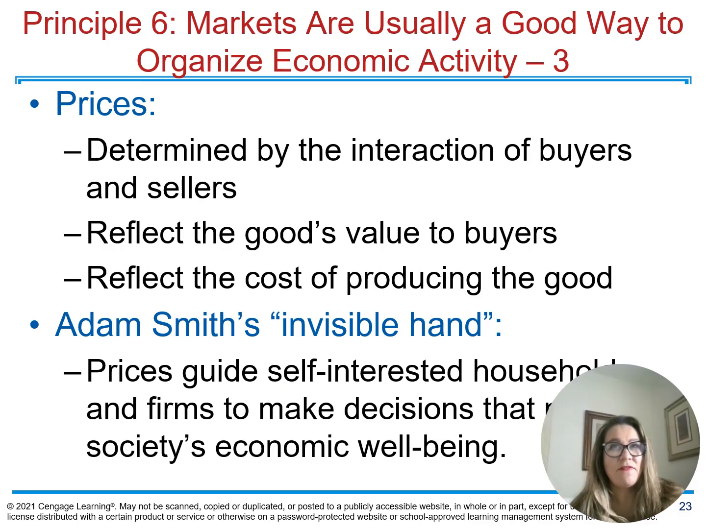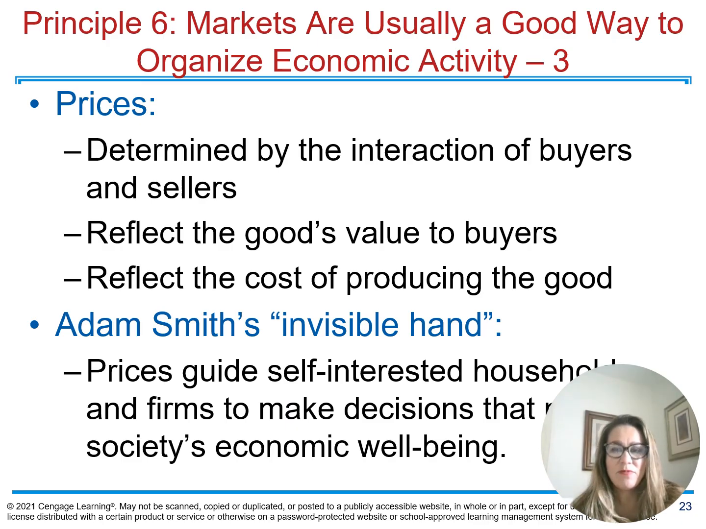So this has a lot of information, right? It reflects the good's value to buyers, but it also reflects the cost of producing the good, right? It's obvious that it definitely reflects the cost, but the value is not so obvious, right?